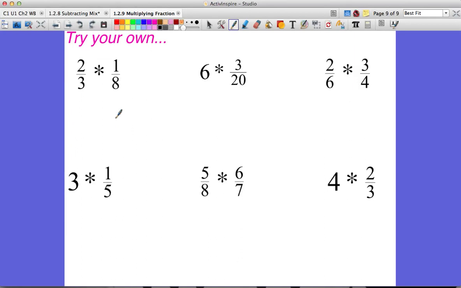So now that you understand how this works, I would like you to take some time and try these problems on your own. I am going to post all 6 of these on Edmodo. I think that you guys are more than capable of doing them. If you have any questions, please be sure to post them to Edmodo so that way we can go over them in class.